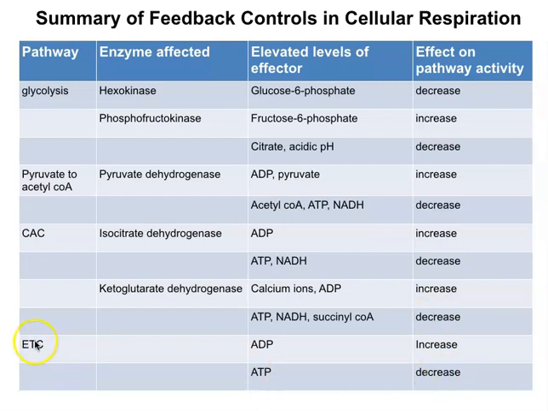The electron transport chain, in the presence of high amounts of ATP, will have the pathway slowed down. You don't need it, so therefore you don't make it. Whereas over here, phosphofructokinase, when you make fructose 6-phosphate, it increases the pathway so you can accelerate it all the way through to the formation of pyruvate and then ultimately acetyl-CoA.